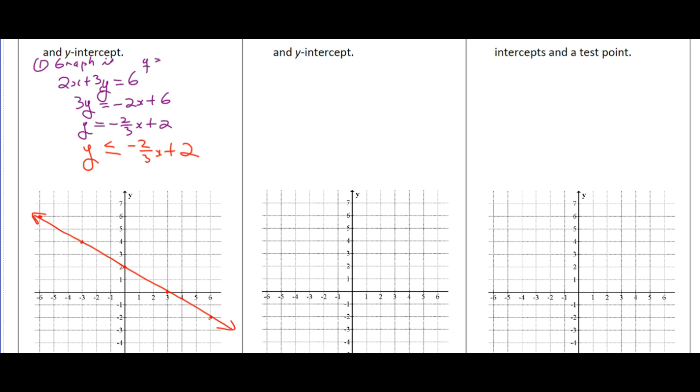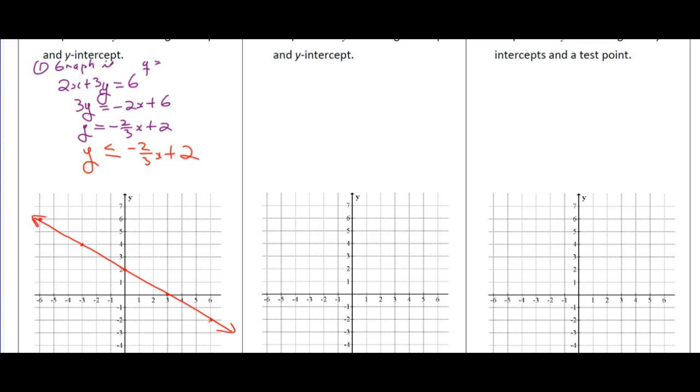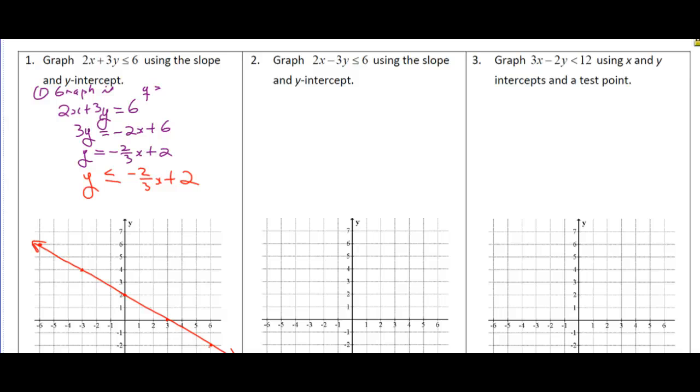But wait a second, is there another way to test this? What we could do is take a test point. The test point we're going to use is 0, 0. 0, 0 is a great test point because it makes substitution easy. Is 0, 0 going to make this true? So 2 times 0 plus 3 times 0 is less than or equal to 6. 0 is less than or equal to 6. True or false? True.